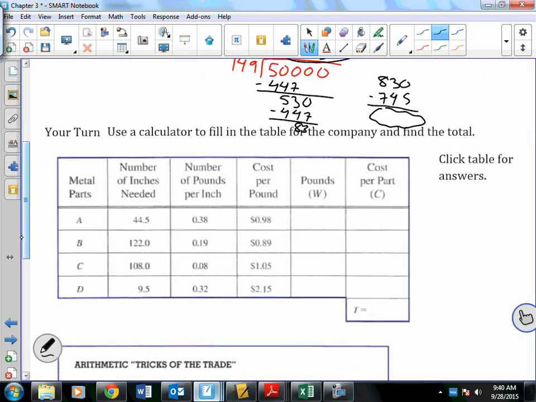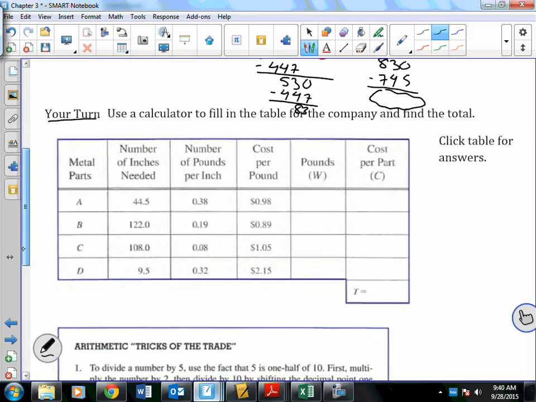Okay. Your turn. What I want you to do in this case is use a calculator. If you want, I have the calculators over on the other side of the wall, at the cabinets. You could grab one, or for the next couple minutes, you can have your phone out to use the calculator on your phone. And so here's the situation. Use a calculator, fill in the table for the company, and find the total.